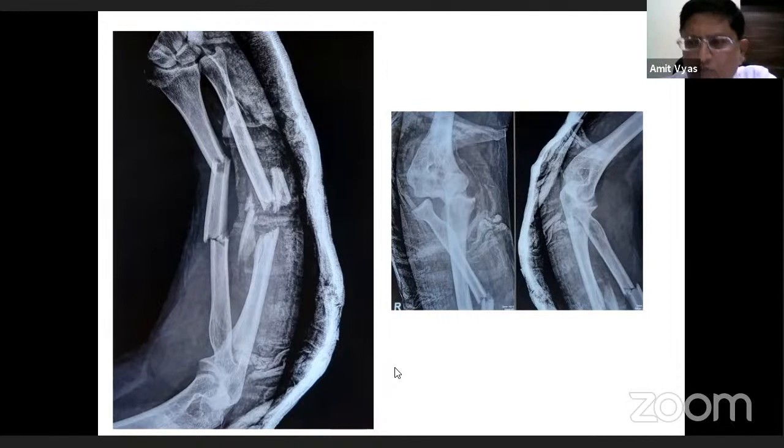One question from the audience. Because of the comminution, judging the length of the ulna is difficult. So what is your opinion about this? That's exactly what we talked about. You would use the opposite side as a template, or you would measure the length of the ulna with the opposite side, get an X-ray of the opposite side with the same parameters of the X-ray that you took on this side, and that gives you an idea about the length.